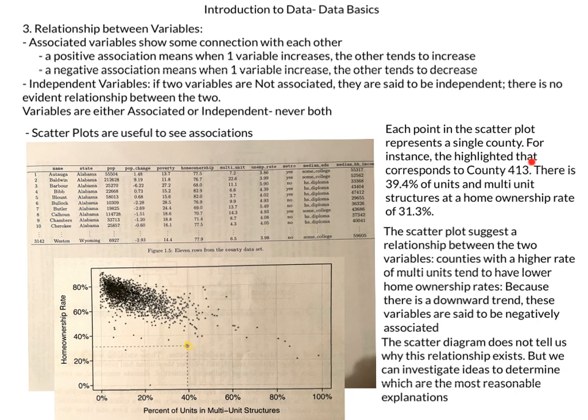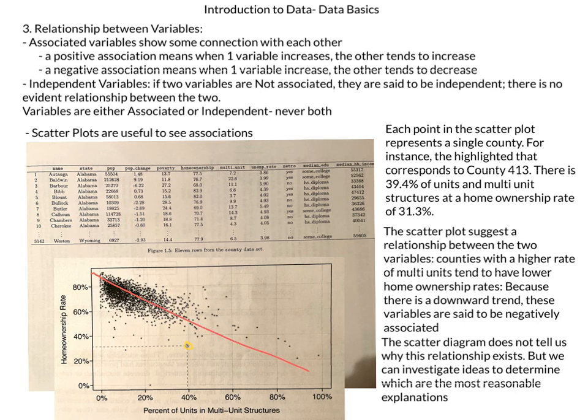For instance, the highlighted point that corresponds to county 413, that's this yellow one we had talked about. There's approximately, we said a little under 40%, it's 39.4% of units in multi-unit structures. The home ownership rate, we said was about 30%, it's 31.3%. So this scatter plot, if I were to draw a line to represent the trend of this plot, kind of through the middle of all the points, it would sort of go downwards.